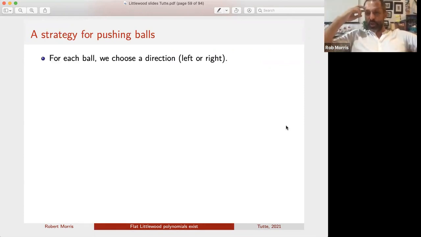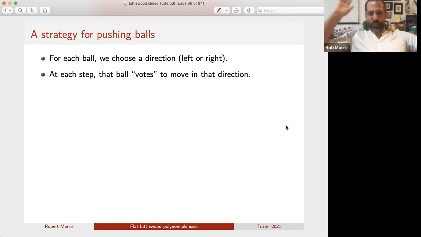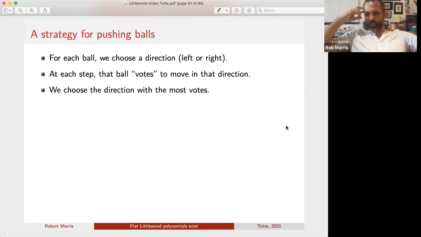For each ball, we're just going to choose a direction at the beginning without having seen anything. Okay, I'm lying slightly, but if you don't care about logs, choose direction left or right. And then at each step, that ball is just going to vote to move in that direction. And we just choose the direction with the most votes. So at each step, each ball votes to go in its preferred direction, and we just do what the majority says.